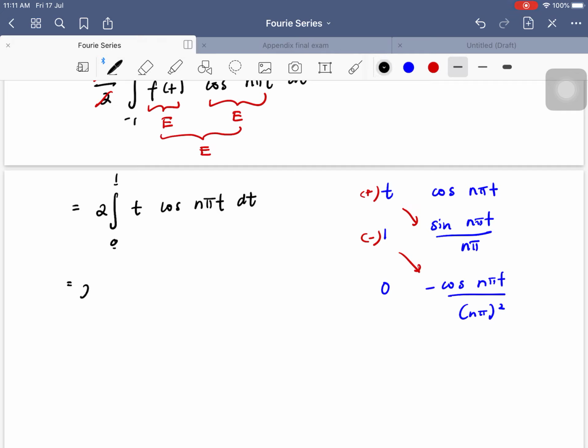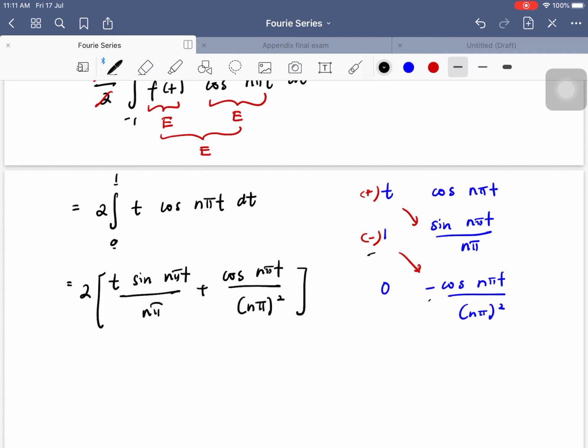Alright, so now I'm going to start substituting my integration. The first term, I'll end up with t sine of n pi t over n pi. So that is my first term. My second term is a negative multiplied by another negative, so that's a plus 1, multiplied by cos of n pi t, and that will be over n pi square. I'll evaluate this from 0 until 1. Next, I'm going to substitute when t is equal to 1 minus when t is equal to 0. So where are all the t's? Here are all the t's that I'm going to substitute.